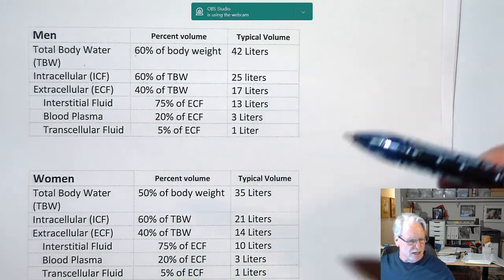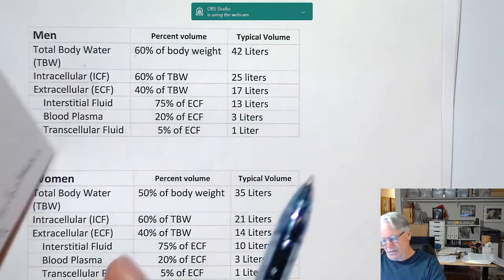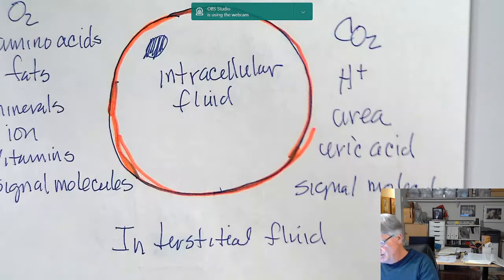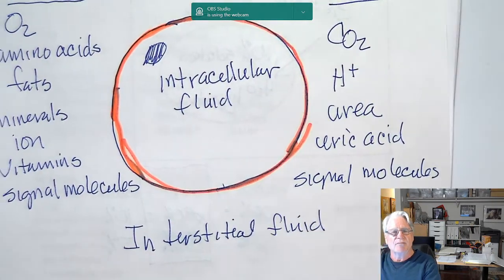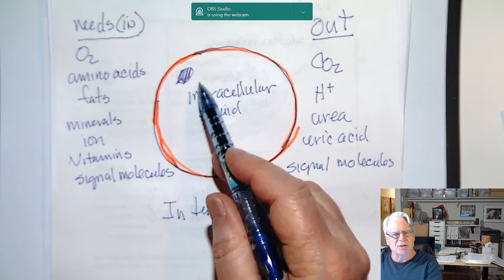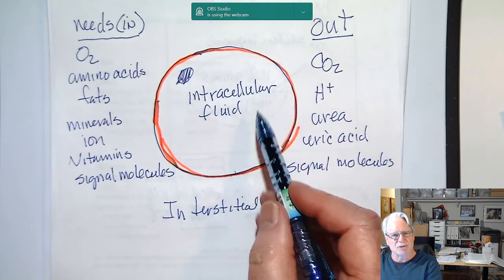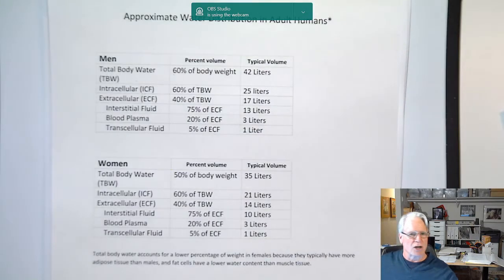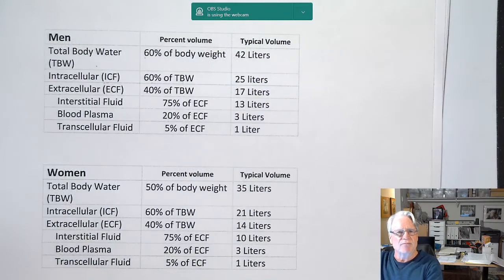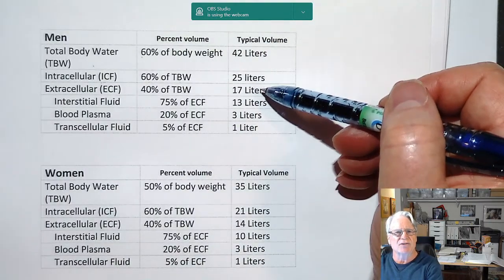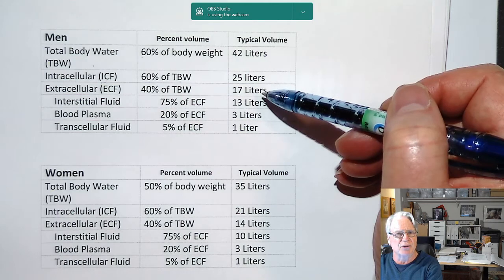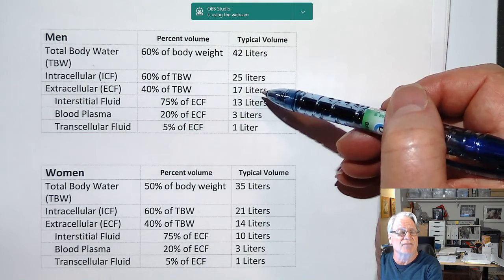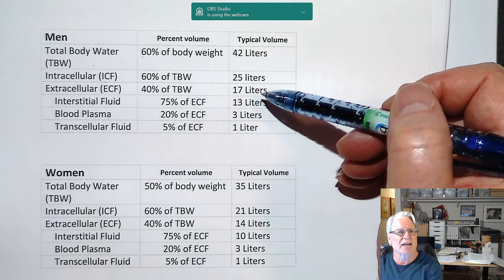Because remember, as long as I keep the extracellular fluid happy, the interstitial fluid happy, then the intracellular fluid is satisfied. So as long as this is controlled, then this is controlled, okay? So here we are coming back to our problem. So I'm down to now just 17 liters. That's the extracellular fluid. So that's my target right there, making sure it has enough oxygen and I take away the carbon dioxide and so forth and so on.